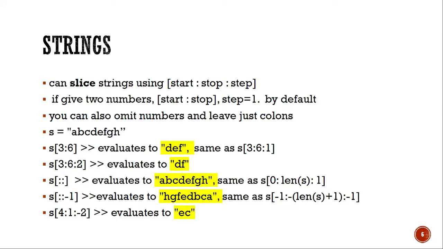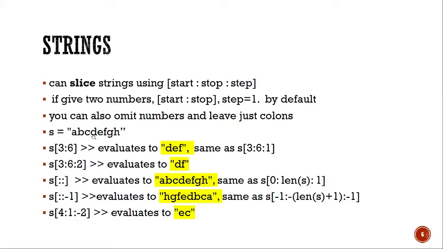One of the operations that we can apply to strings is slicing. With slicing, we can determine the start point of the string that we would like to get, the end point, and the step. If we give 2 numbers, the step value will be by default 1, and this is similar to the structure when we will discuss the for loop. We can also omit numbers and leave just colons.